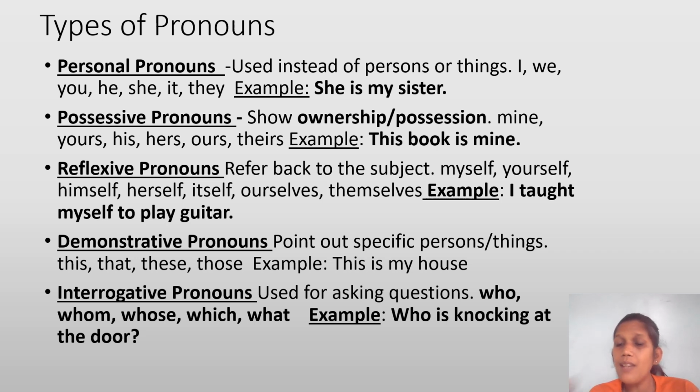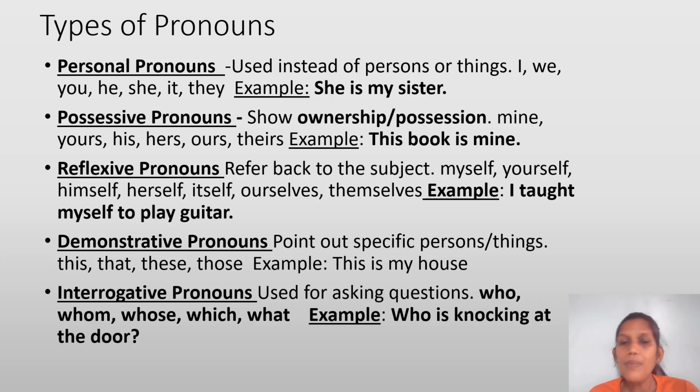किसका book है? This book is mine. Okay, ये book मेरा है. Okay, reflexive pronoun. Reflexive pronouns refer back to the subject. For example, myself, yourself, himself, herself, itself, ourselves, themselves. For example, I taught myself to play guitar. Okay, she taught herself to play guitar.